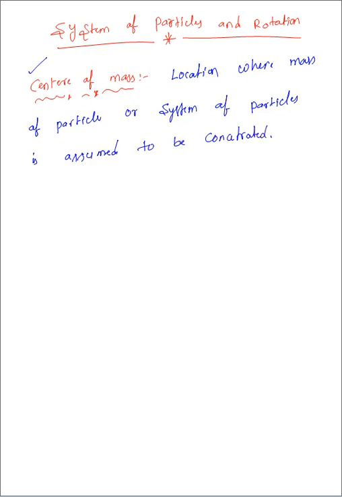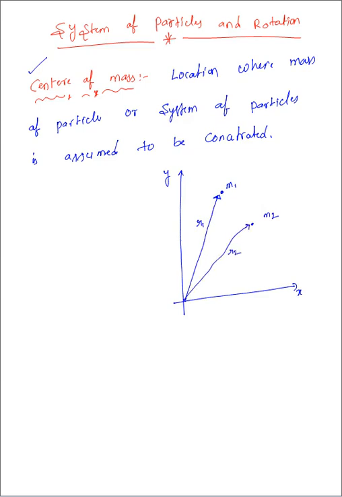For example, we take a reference here. This is the x-axis, this is the y-axis. Let us assume one particle is at this point, having mass m1. From the origin, its position vector I am choosing as r1. Let us assume another mass m2 here, with position r2. Here mass m3 is there, with position r3. Here mass m4 is there, and from the origin the distance is r4.